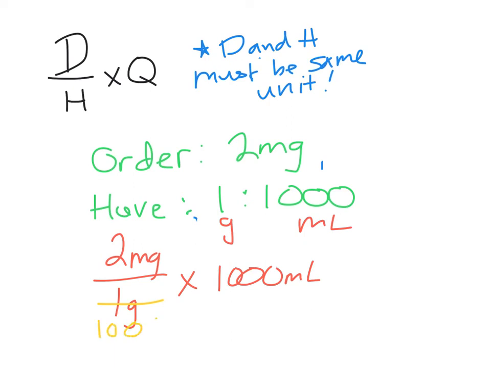That gives us 1,000 milligrams. So what I'm going to do to solve this problem, I'm going to take 2 divided by 1,000 times 1,000 leaves us with taking 2 milliliters of this liquid.